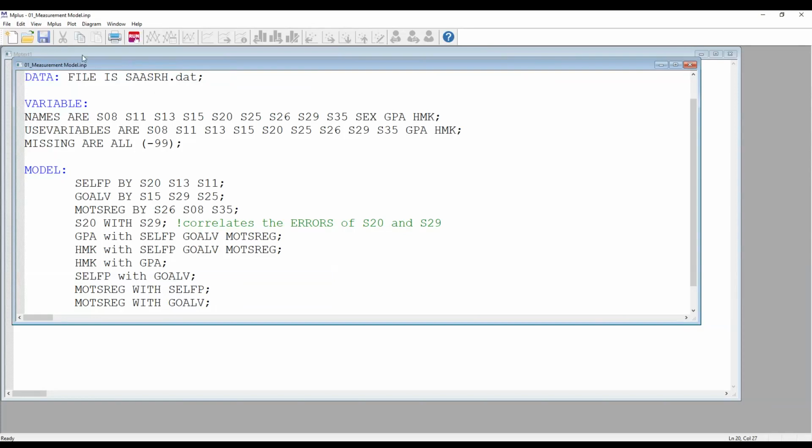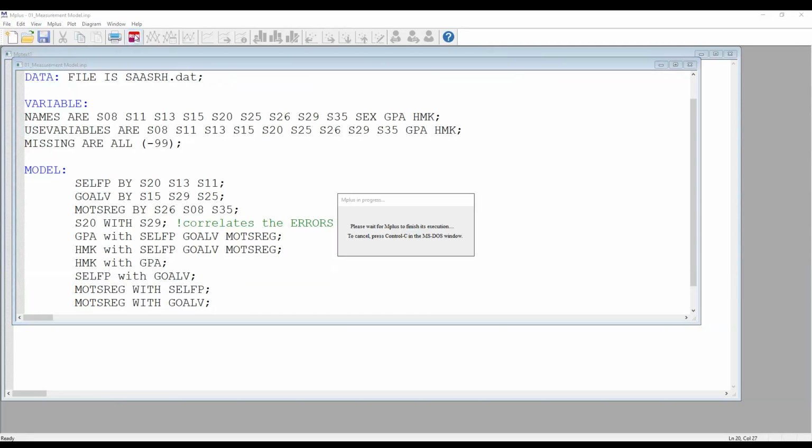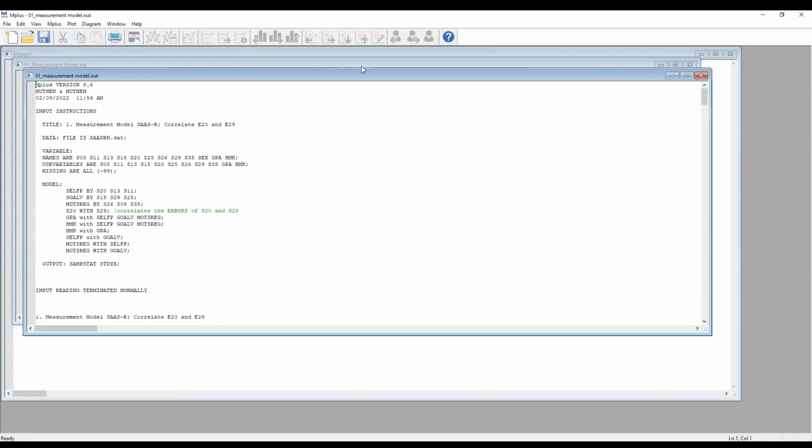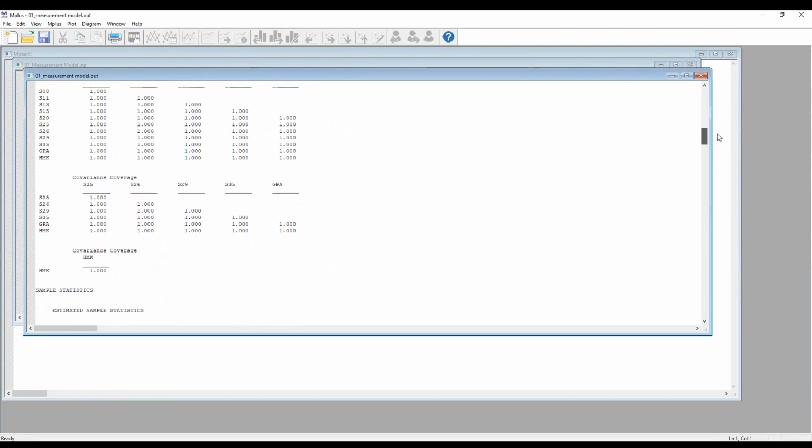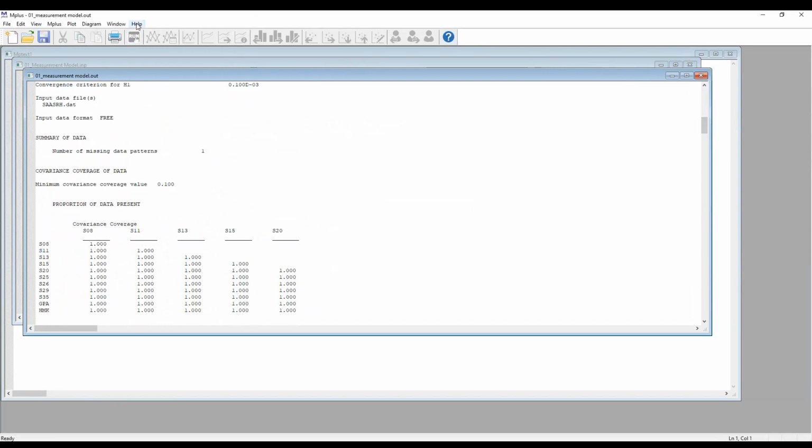Okay, and I'm going to save that and run it. Heck, it ran. That's good. Okay, so here's my measurement model. Oh, by the way, let's go to the diagram first. So view the diagram. Okay, it's kind of ugly, but again, it's good to check, right?